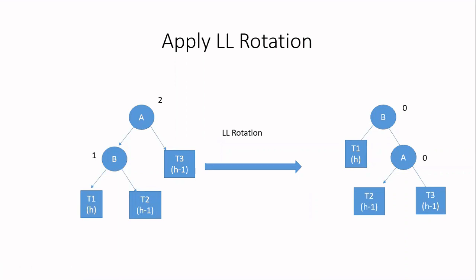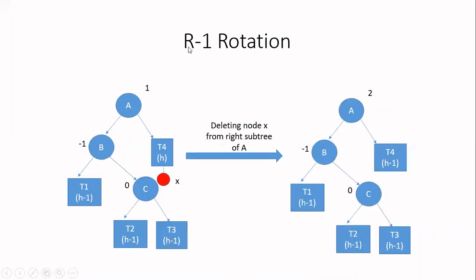Now we have seen that for two different cases, we are going to apply LL rotation. The first case is R0 imbalance and the second one is R1 imbalance. Now let us see the third type of imbalance. The third type of imbalance is R-1 imbalance.